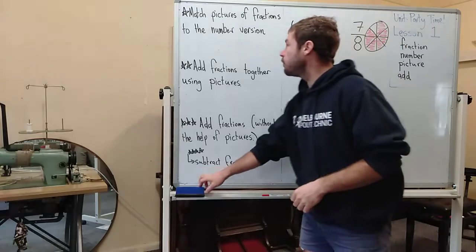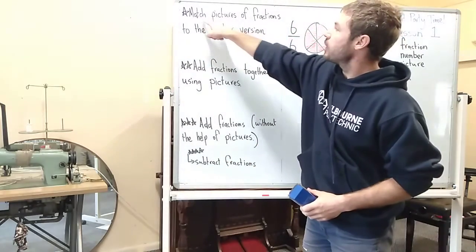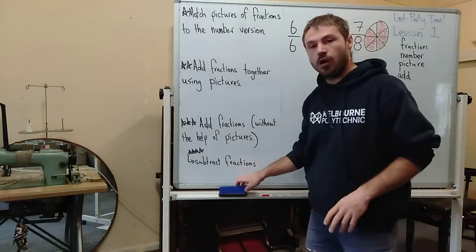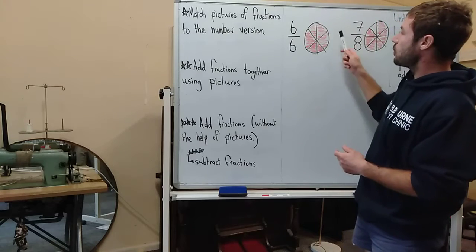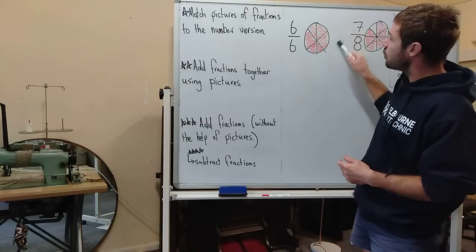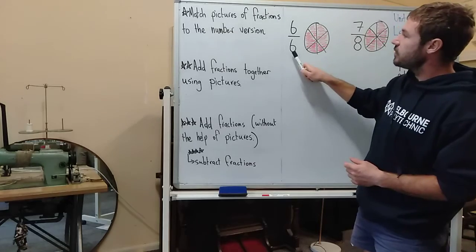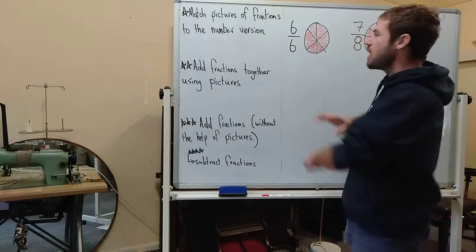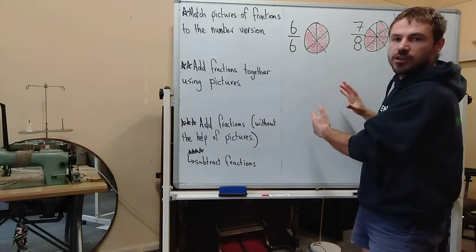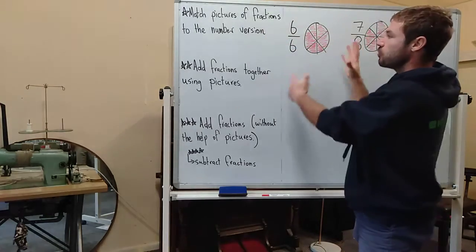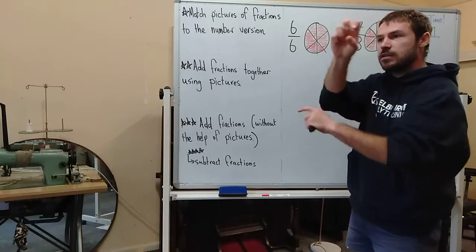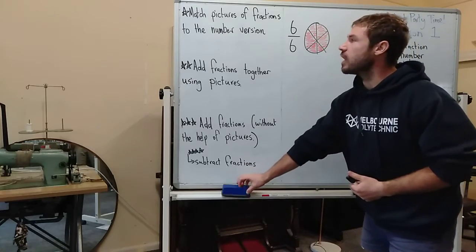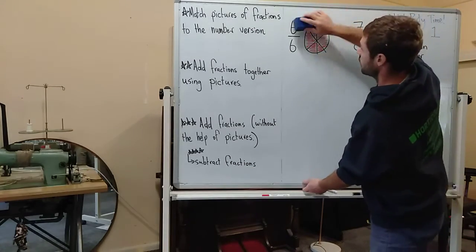So, the first option, you're going to match pictures of fractions to the number version of fractions. Just like I've got over on the right here, this is what I would call a picture version of a fraction, and this is the number version of a fraction. So you would match those two together. Many pictures and number versions will be mixed up, and you'll have to pick the appropriate one and match them to each other. So that's the 1-star task.